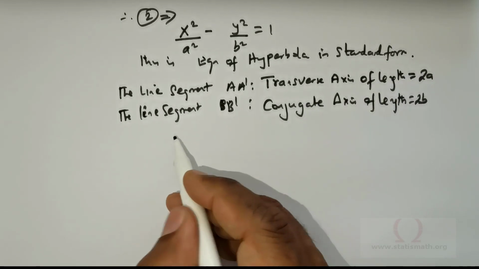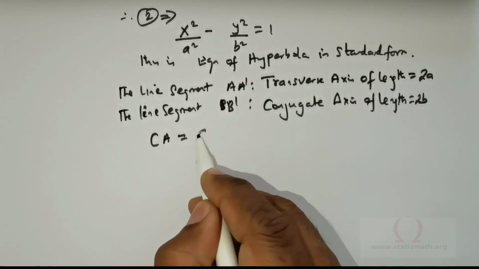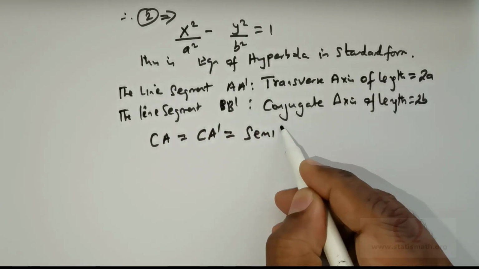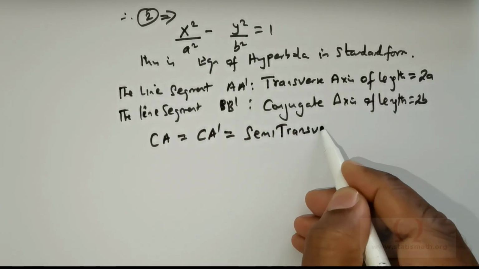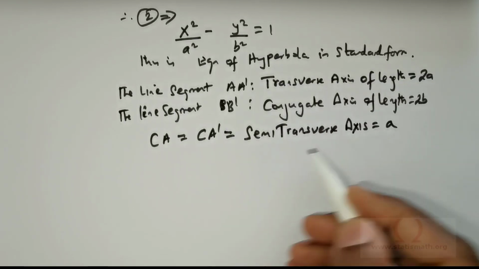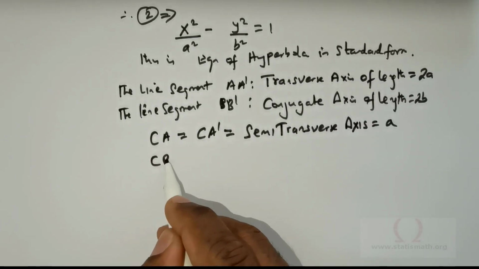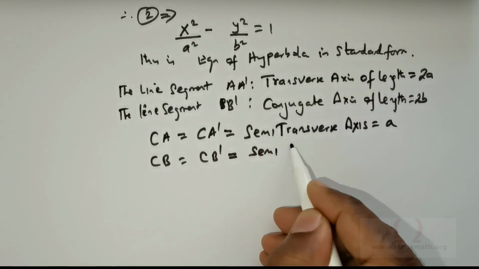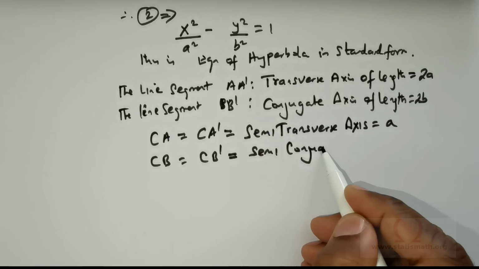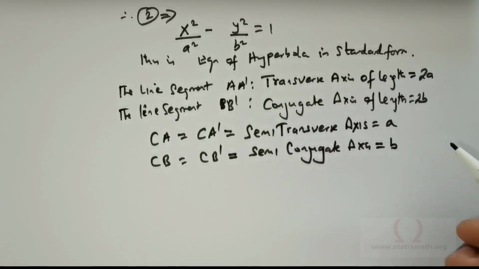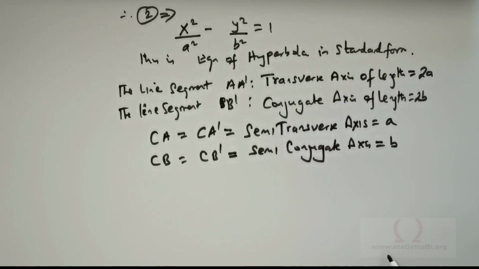Now CA is equal to CA dash, and we call it the semi-transverse axis, and its length is a. Similarly CB is equal to CB dash, and we call it the semi-conjugate axis, and we have the length as b. So these are some of the information that you will have to know.